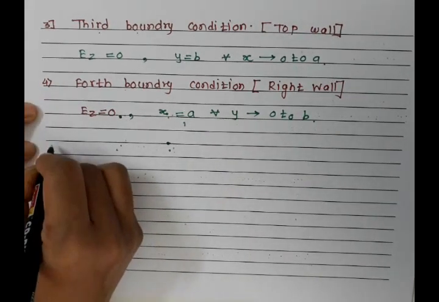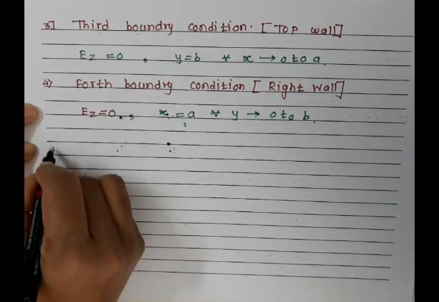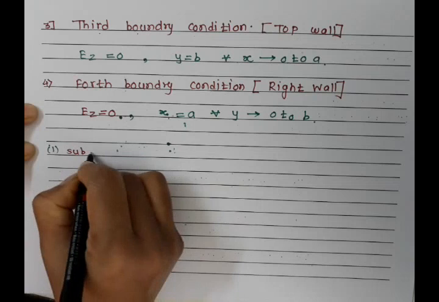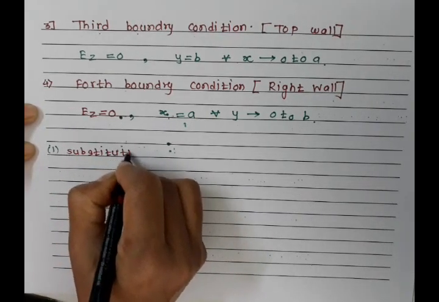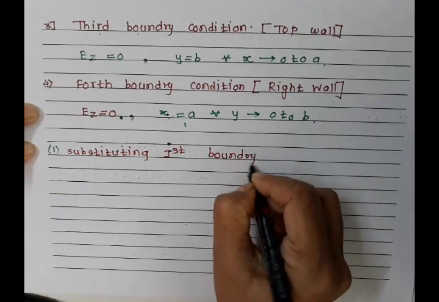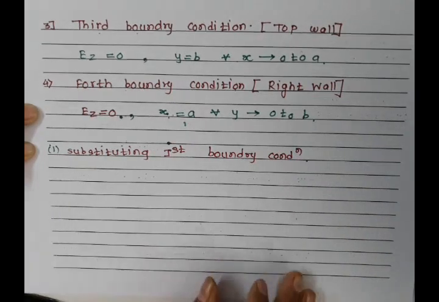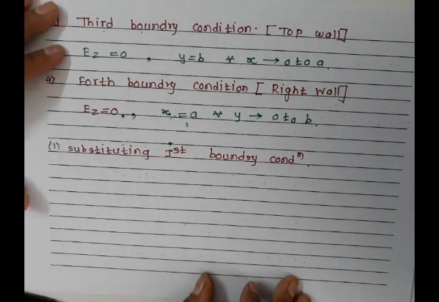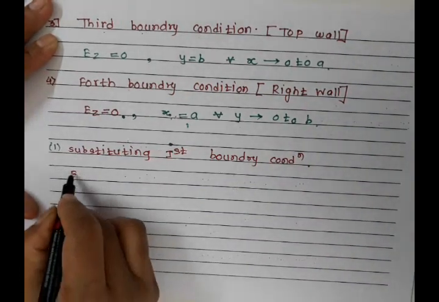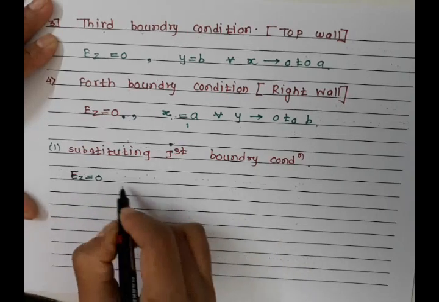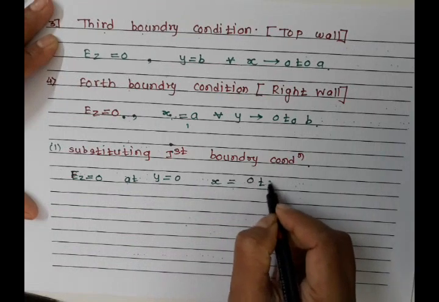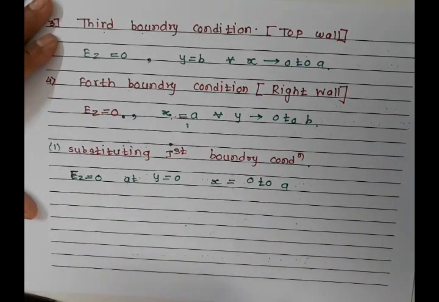So I'll take the first solution. I'm going to solve this thing, so I will apply, substituting, the first boundary condition. My first boundary condition is nothing but the bottom wall. So here, as I have the bottom wall, I can write in the first boundary condition Ez is equal to 0 at y is equal to 0 and x varies from 0 to a. Okay, this is your first boundary condition.